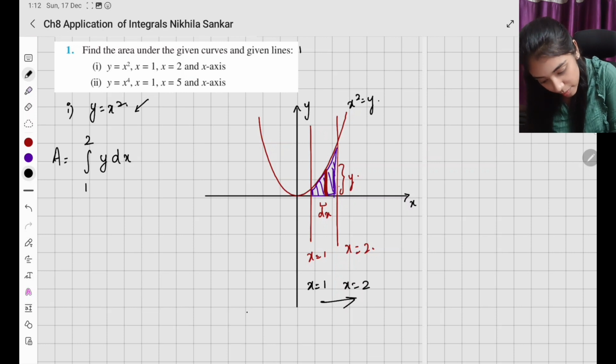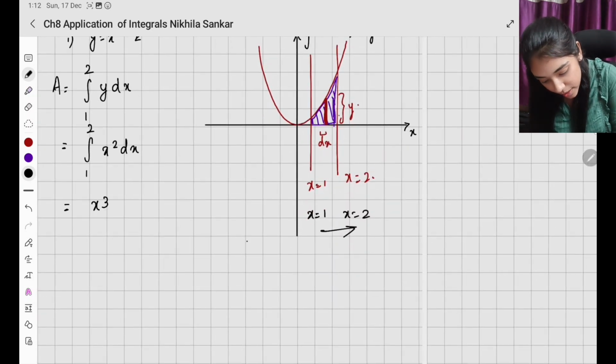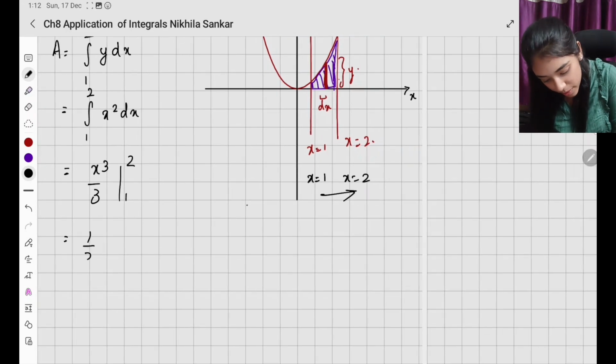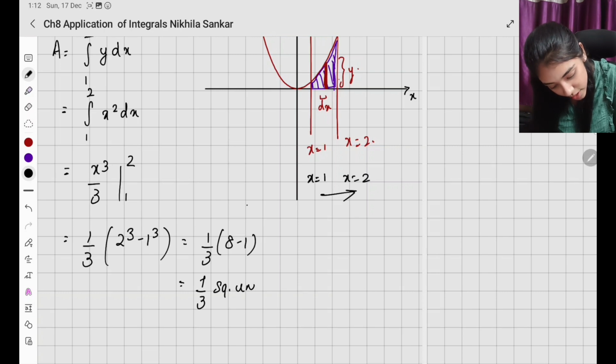And what is my y from here? I know it is going to be x square. So I have integral 1 to 2 of x square dx. So இது ரொம்ப easy. X square integrate பண்ணா I have x cube divided by 3 from 1 to 2. So when I substitute upper limit minus lower limit, 1 by 3 is a constant, I'm taking it outside. I have 2 cube minus 1 cube, which is 1 by 3 times 8 minus 1, which is going to be 7 divided by 3 square units.